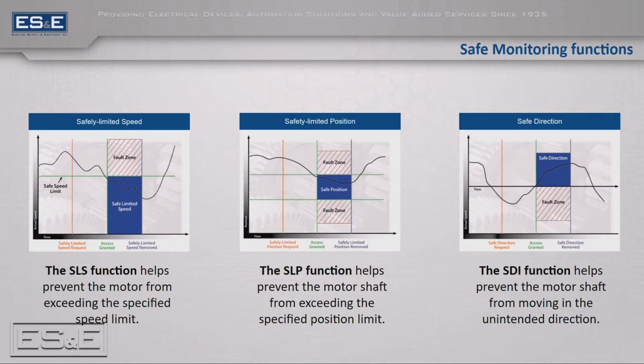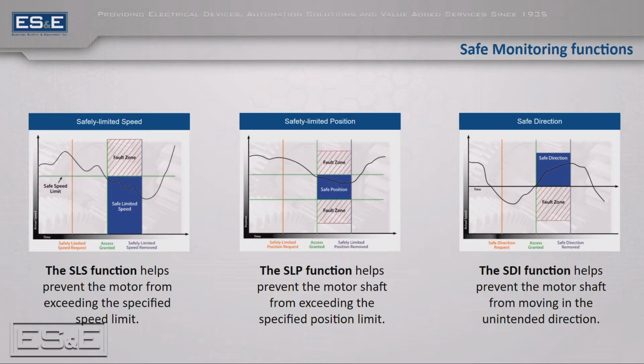And then here's a safe limited position function. This is similar to the limited speed, except now we're monitoring position, so we're making sure that our axis is staying in a specific place. If you think about an application that has knives or something dangerous sticking out, maybe we need to move those knives away from where the operator is going to be standing and maintain that safe position so that the operator is not in danger of being injured by the machine.